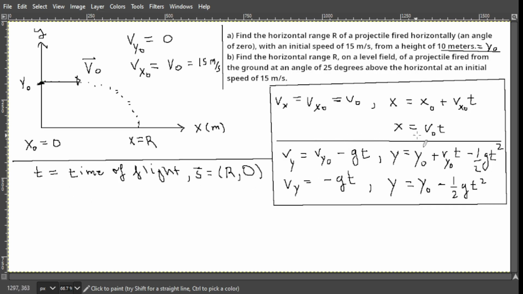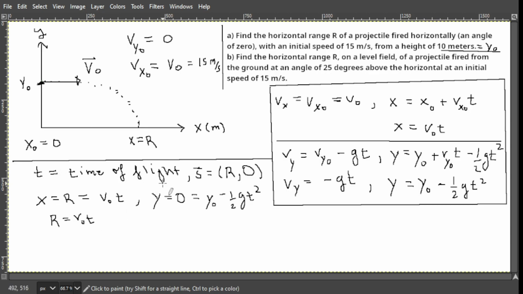I'm now going to use that. So when t is equal to the time of flight, then x will be equal to the range, and that's going to be v0t, but now t is the time of flight. And y is going to be 0, and that is equal to y0 minus 1/2 gt squared. Okay, so now what can I do? They're asking me what is the range. It's this r right here. So r is v0t. I know the v0, that's 15 meters per second. And the t is equal to the time of flight.